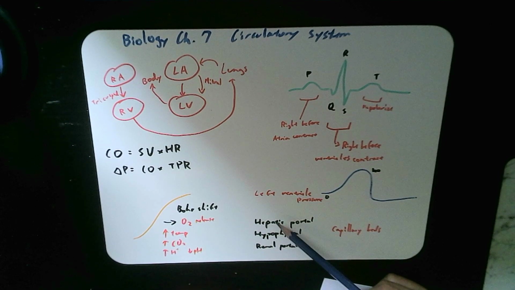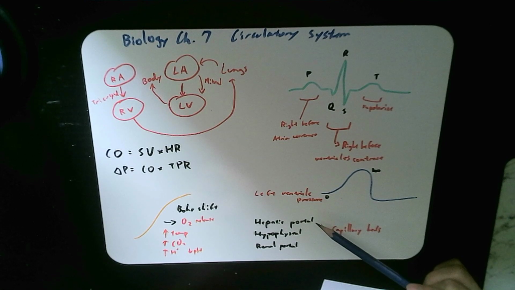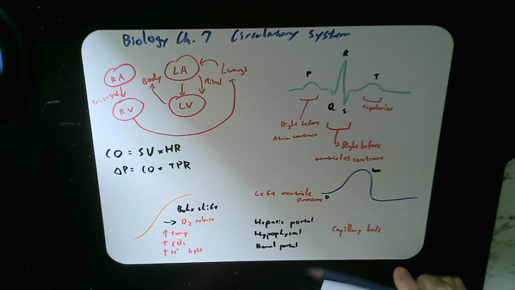Now we also have the 3 different capillary beds to keep note of. First is the hepatic portal. Hepatic portal is where after the capillary beds at the tissue, they'll join near the liver to collect before going back up to the inferior vena cava into the right atrium. Hypophyseal is at the hypothalamus. That's where they pick up some hormones from the hypothalamus and deliver them to the anterior pituitary gland for paracrine signaling. We also have the renal portal, which is at the kidneys.